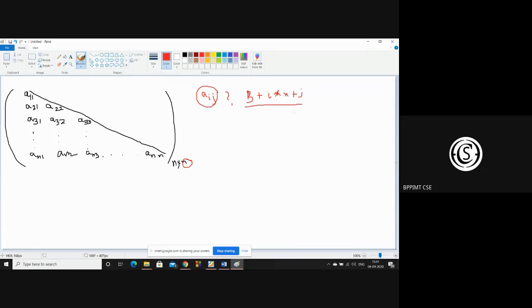Is it correct? Anyone? Sir, we need to multiply by the memory that each element is taking, the size of each element. Okay, let size of each element be W bytes. Then we have to multiply this W. Yes, sir. Anything else?